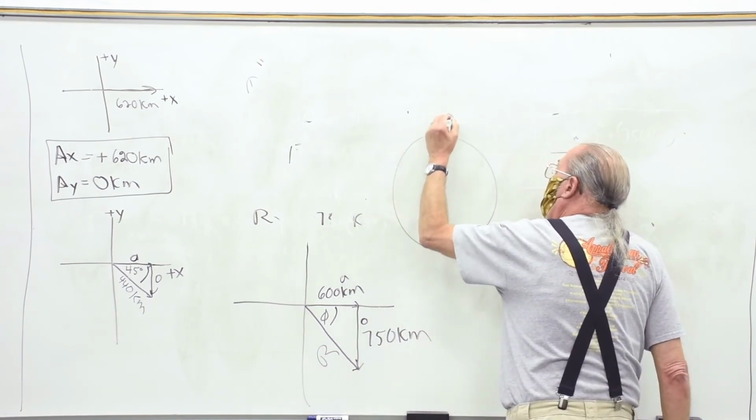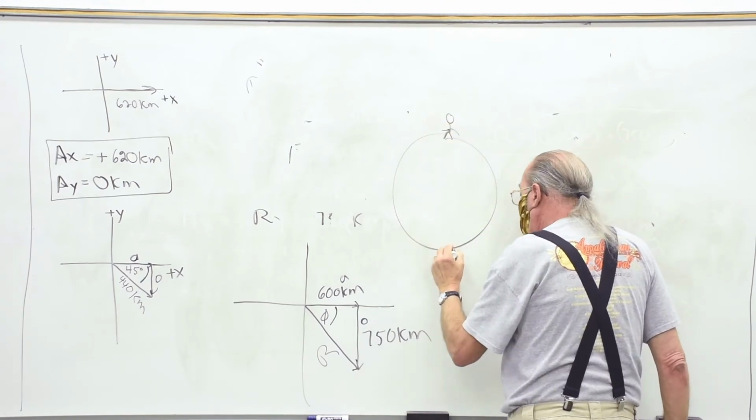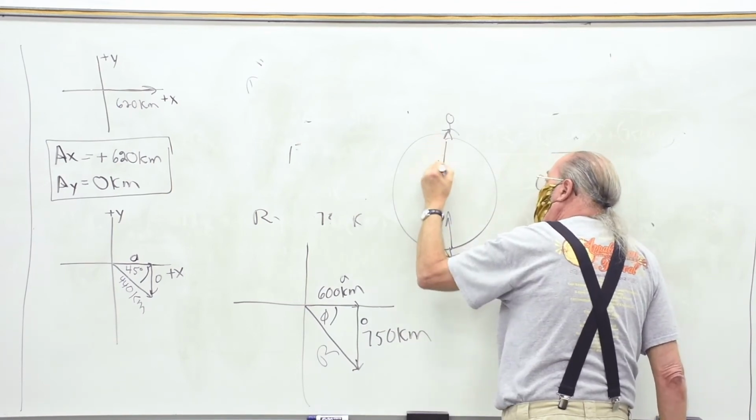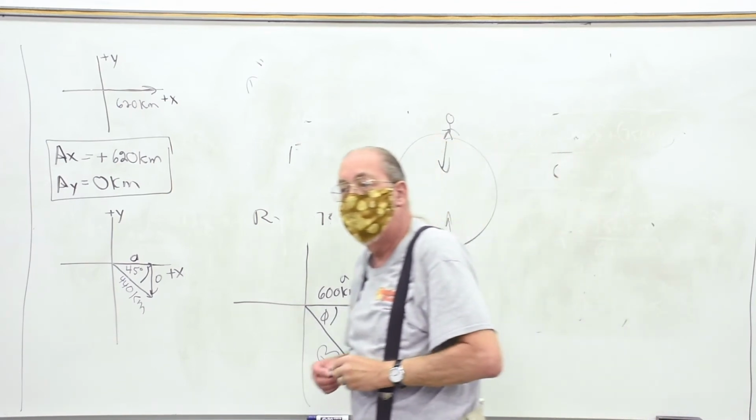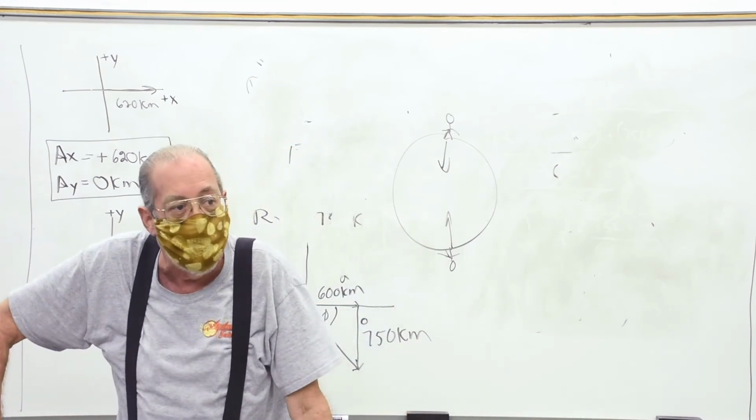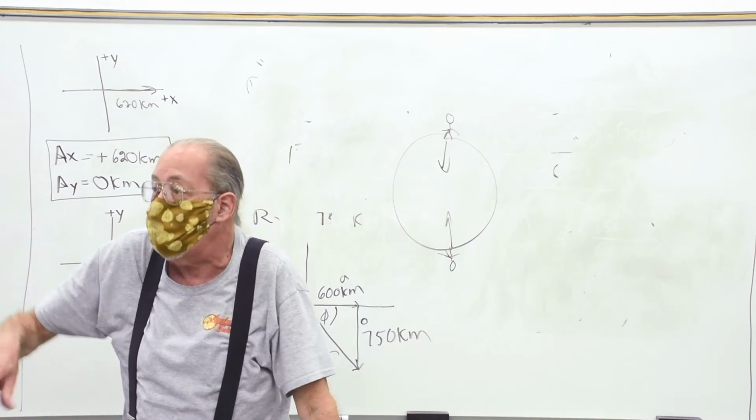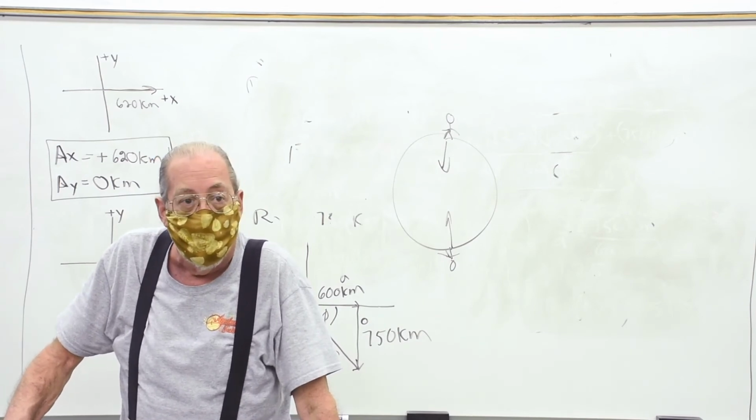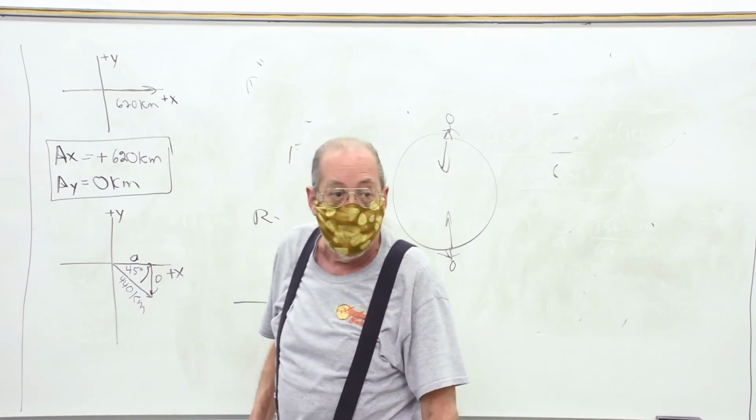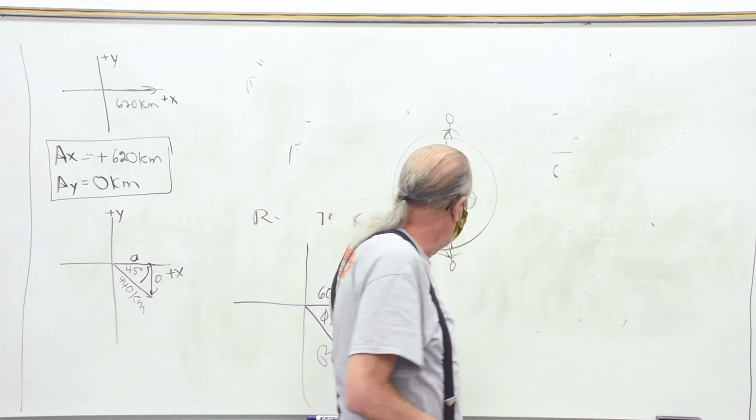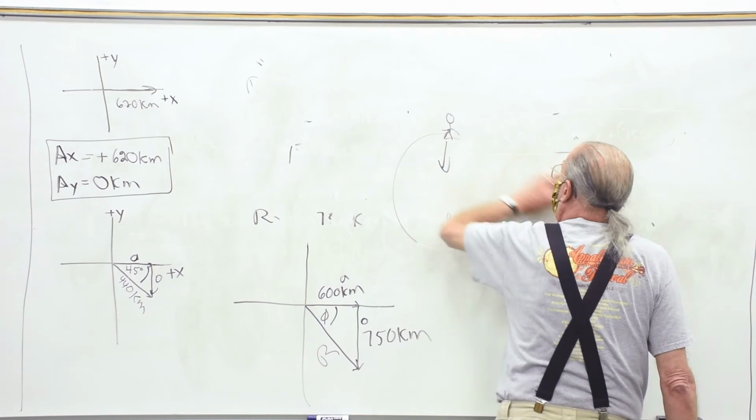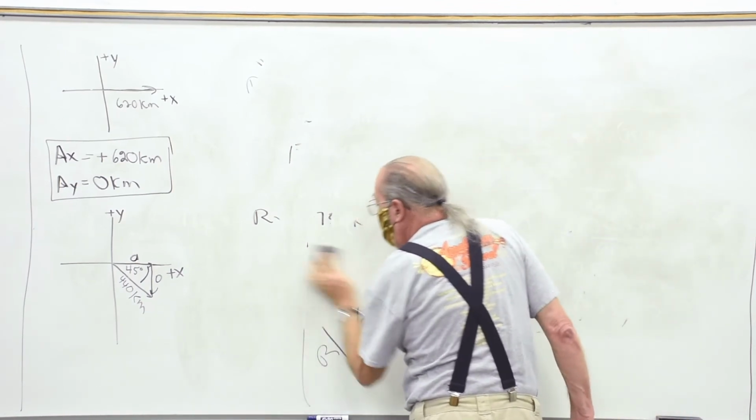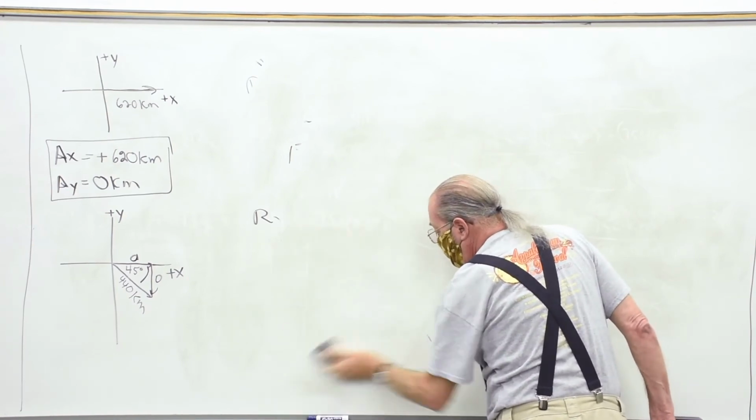Here's the Earth, here's me, and here's someone in China. Down is this way in China and down is that way where we're at. They're different. Down is not the same everywhere on the Earth. Down means towards the center of the Earth. So be careful about that. Down is different in different places on the surface of the Earth. It depends on where you are. Okay? So don't fall into that trap. Down is always towards the center of the Earth.